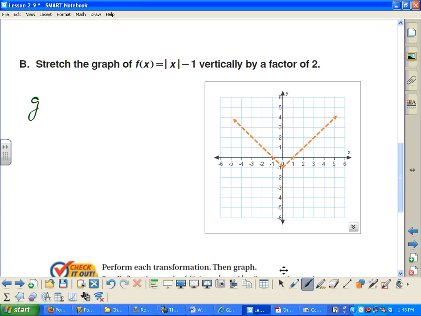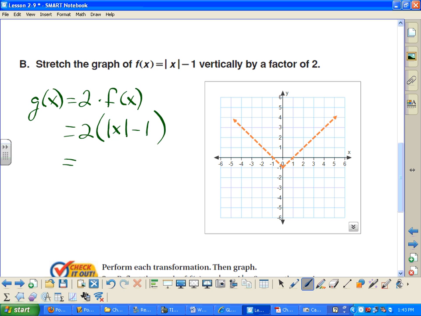So g of x equals 2 times f of x. We're multiplying the whole function by it. So that means we have 2 times the absolute value of x minus 1. Now, when I distribute the 2, can I put the 2 inside the absolute value? No, you can't. That's right. It's 2 absolute value of x, and then 2 times negative 1 is negative 2.